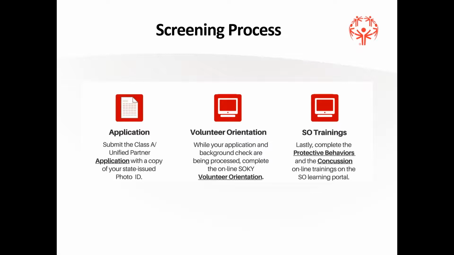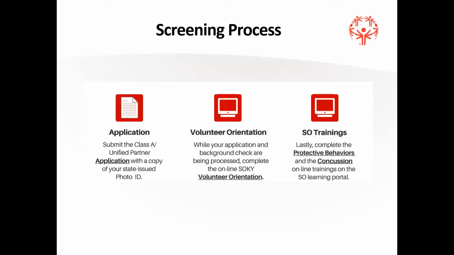Just to review each of these required steps in a nutshell, you'll complete the Class A/Unified Partner application and submit it via fax, mail, email, or scanning, along with a photocopy of your state-issued ID to our state office, where we will then process the application and request a background check. While we are requesting the background check, we ask that you move on to the SOKY volunteer orientation and then the protective behaviors training and the concussion training. These three portions are the required steps for all Class A volunteers.